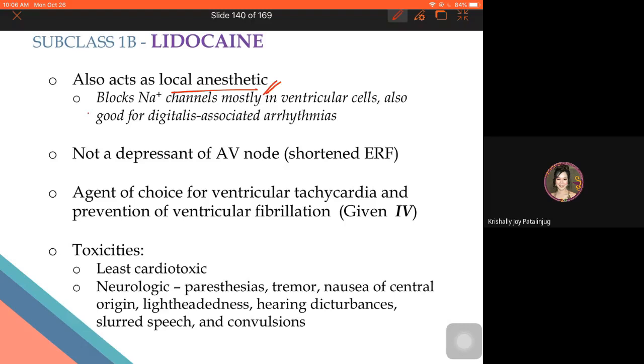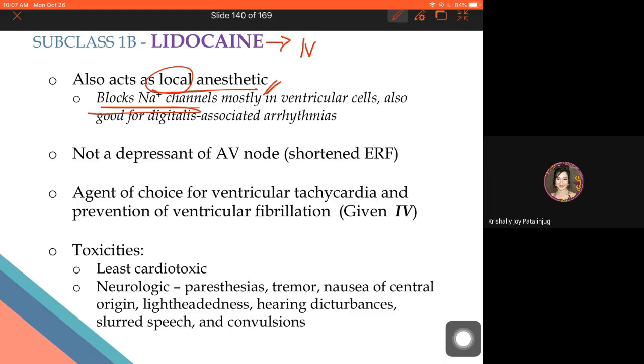Take note na iyahang MOA as local anesthetic and as anti-arrhythmic agent, the same. Parehas lang. Blockade of sodium channels. Saan sila nagkaiba? Sa route of administration sila nagkaiba. As an antiarrhythmic, syempre, ang lidocaine dapat makarating sa heart tissues. Kaya tandaan, as an antiarrhythmic, it is given intravenously. Kapag local anesthetic, pwedeng subcutaneous lang or topical lang. Bali, localized lang yung effect.